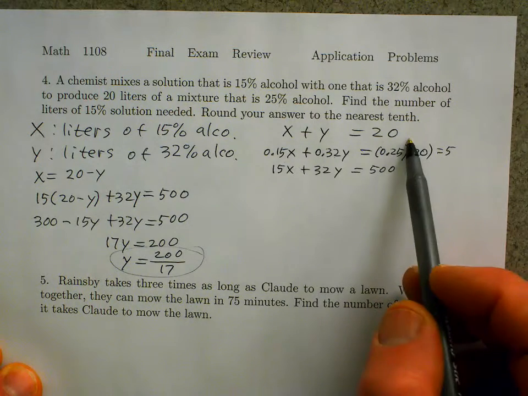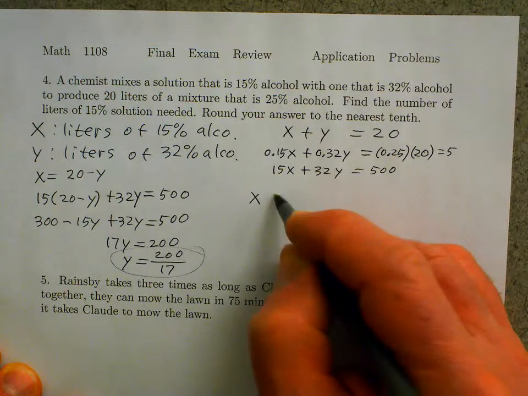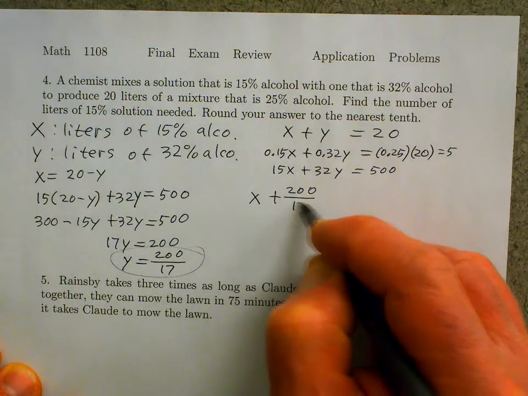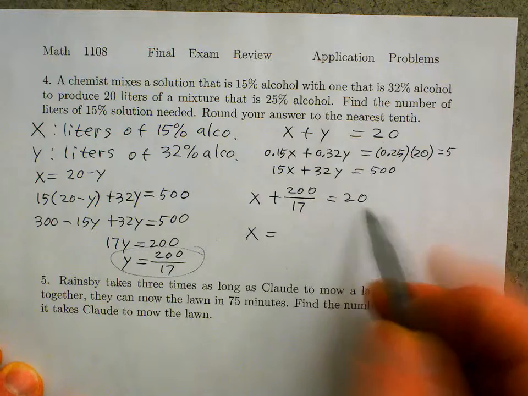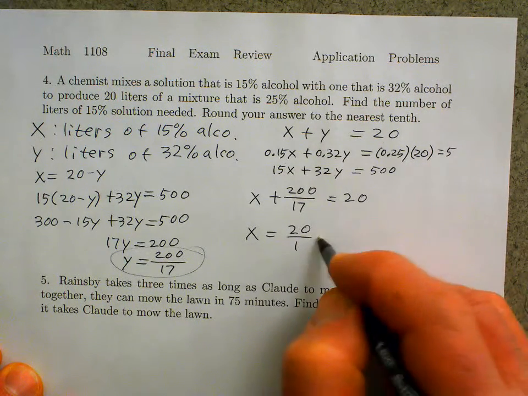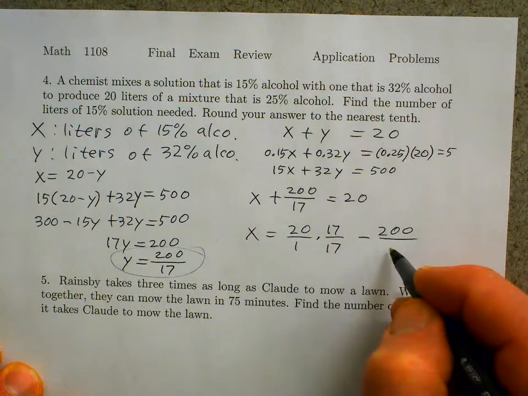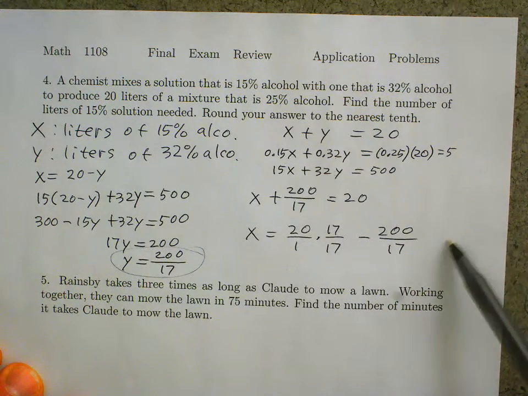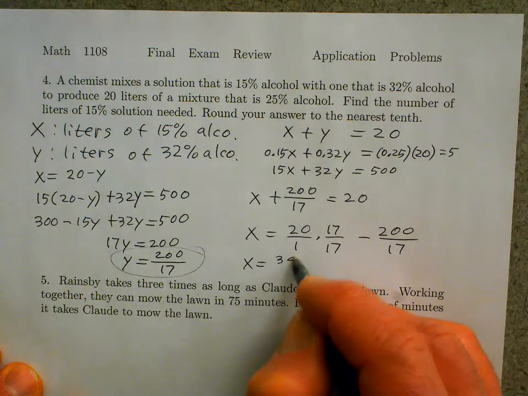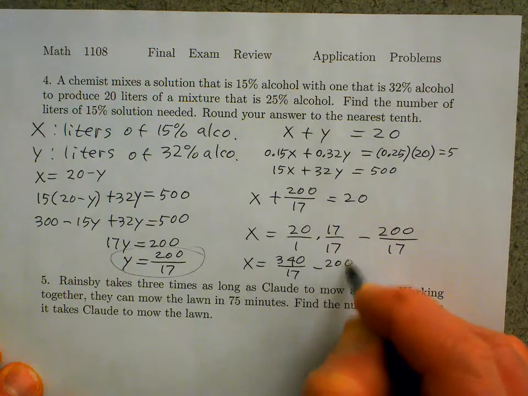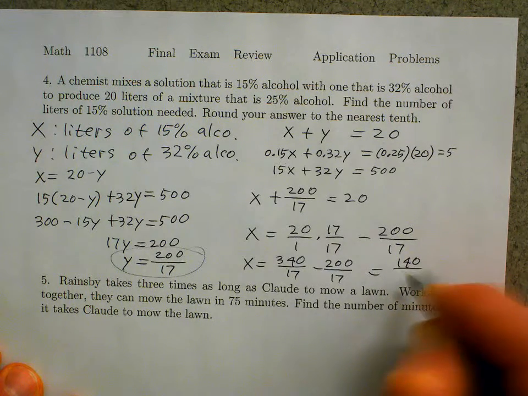Okay, since x plus y is 20, then x plus 200 over 17 equals 20. So if we multiply 20 by 1 in the form 17 over 17, and then we're subtracting 200 over 17 from both sides, we get x equals 340 over 17 minus 200 over 17, which is 140 over 17.